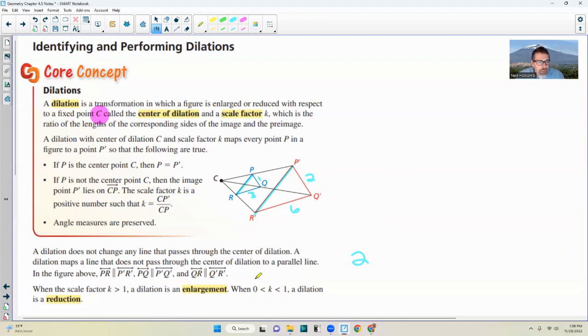If k is between 0 and 1, then it's a reduction. So if I change the scale factor to, say, 1/2, then I'm going from this line down to this one. That would be a reduction. You're getting closer to the center point C of dilation. So enlargement is greater than 1, reduction is between 0 and 1. And that's dilations in a nutshell.